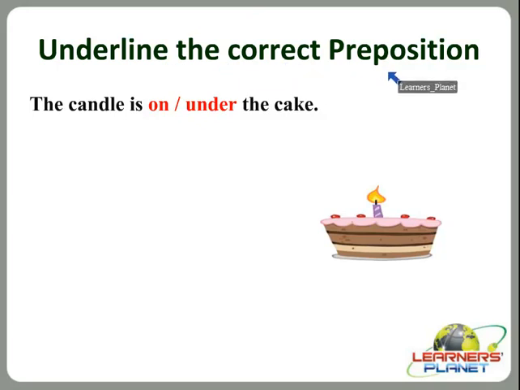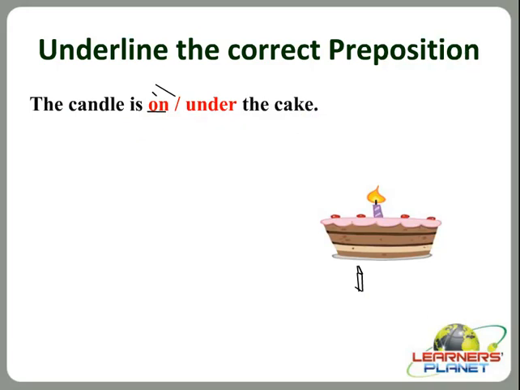Underline the correct preposition. The candle is on the cake, the candle is under the cake. Yes students, the candle is on the cake. It is touching the cake, not under the cake. So the correct answer is on. Students, where will the candle be when it is under the cake? If the candle is under the cake, then it will come over here. Can we put the candle under the cake? No. So the correct answer is the candle is on the cake.